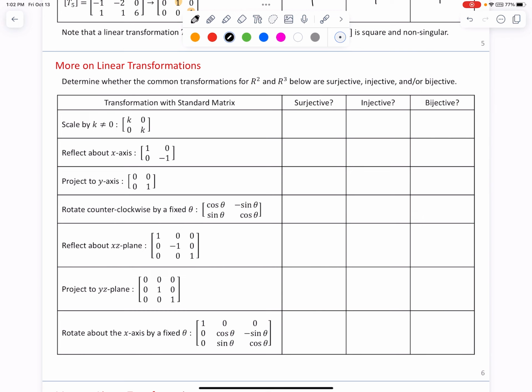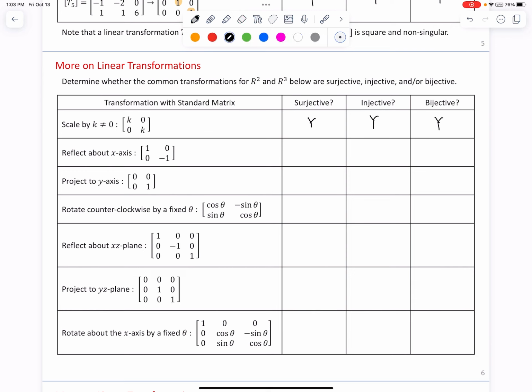If you take a vector in R2 and do 1/2 of it, you will get a unique answer, not multiple answers. So this is a case that would be surjective and also injective, therefore bijective. Also notice that its transformation matrix here is square and has a non-zero determinant, which means that it's non-singular or invertible. Recall that we are assuming k is non-zero. And if the standard matrix is square and non-singular, then it will be bijective.